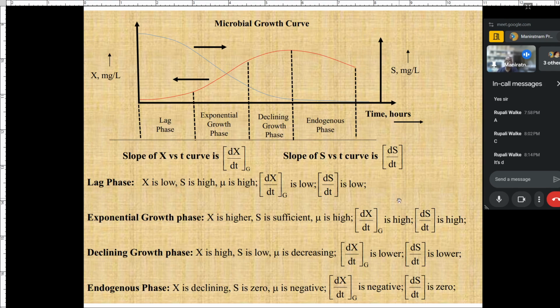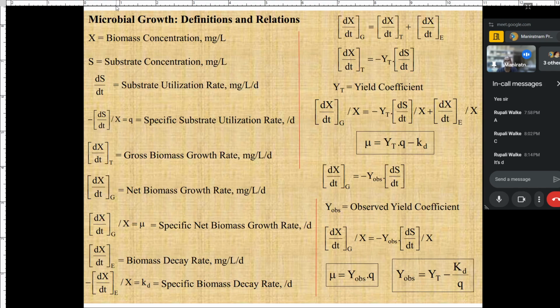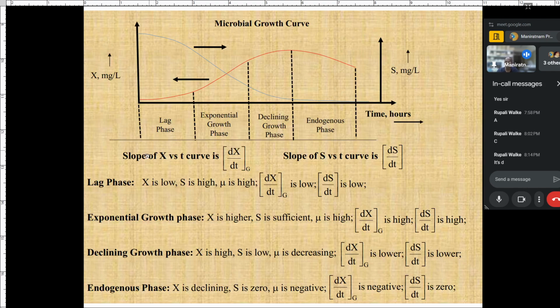Again, for each term we can mathematically explain. This is known as the lag phase, meaning the system is adjusting itself. X is low. What is X? X is our biomass. Biomass is low and S is high, so mu will be high. You can make a table of which will be high, which will be low, and so on.